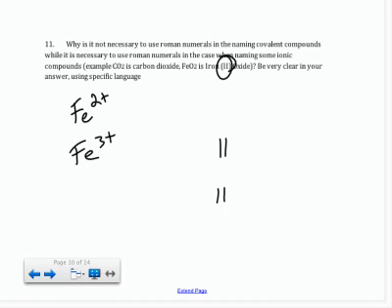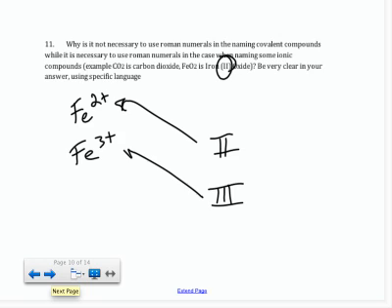But iron sometimes is an element that can have more than one oxidation state. Sometimes it's a +2, sometimes it's a +3. So you need to indicate in the name which one we're talking about. That's what the Roman numerals are for.